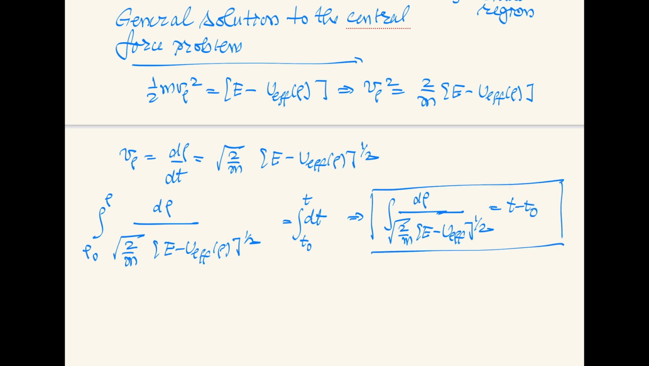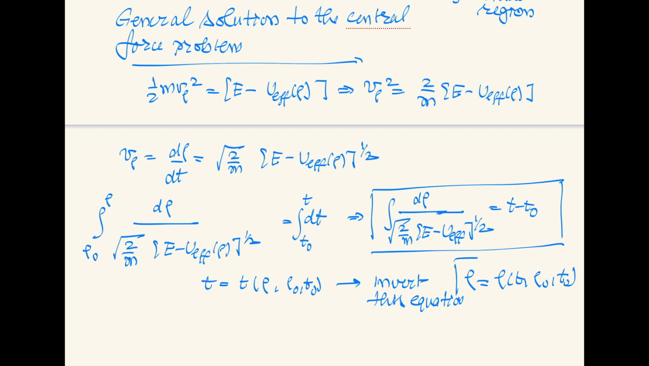So what exactly does this equation do? It gives you the time as a function of rho and the initial conditions rho naught and t naught. Not a very useful thing for us. We have to invert this equation to find rho as a function of t, comma rho naught, comma t naught. This is what we really want.